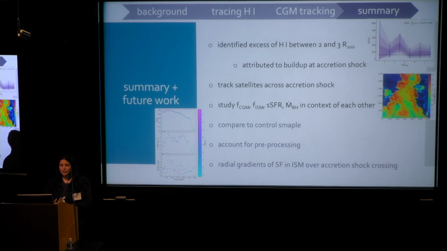As far as you were asking about the splashback radius in relation to the CGM, right? Or the stripping with respect to the H1 excess. To the H1 excess. Yeah, so that's going to depend on what the accretion shock location is in a given work, unfortunately. Yeah.